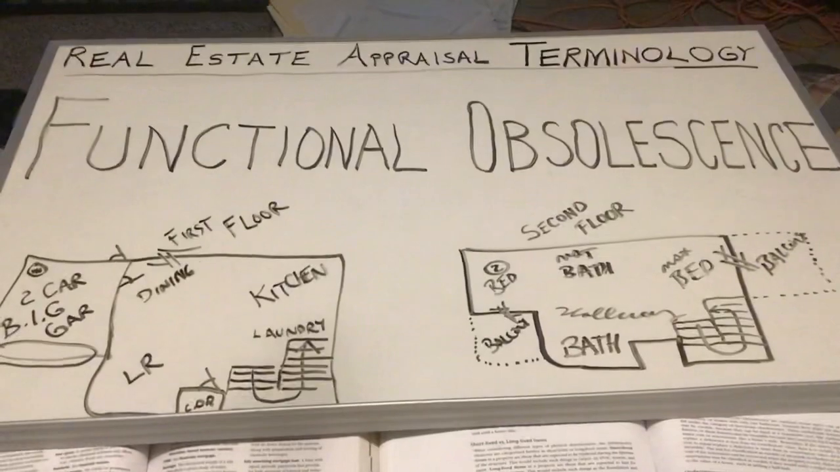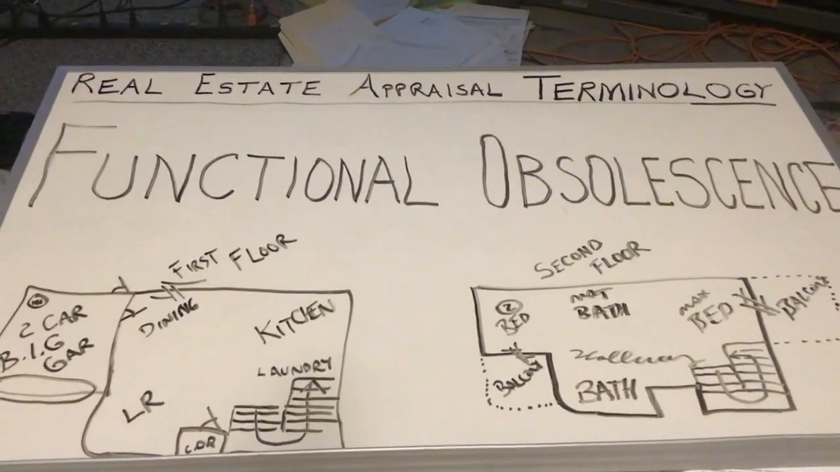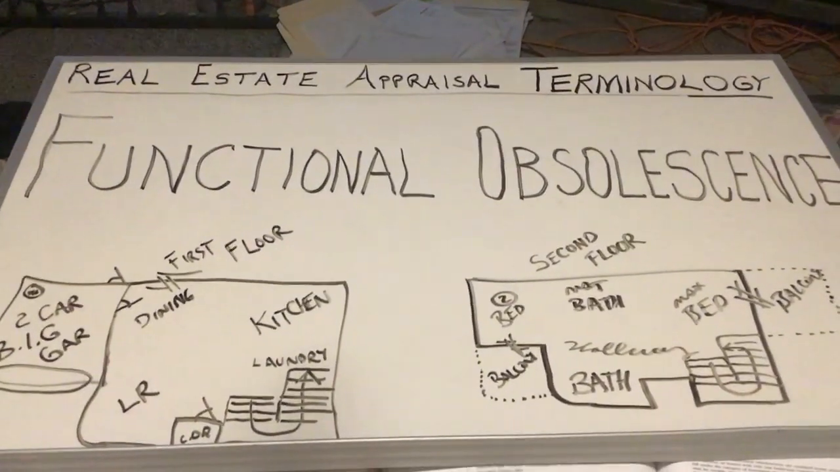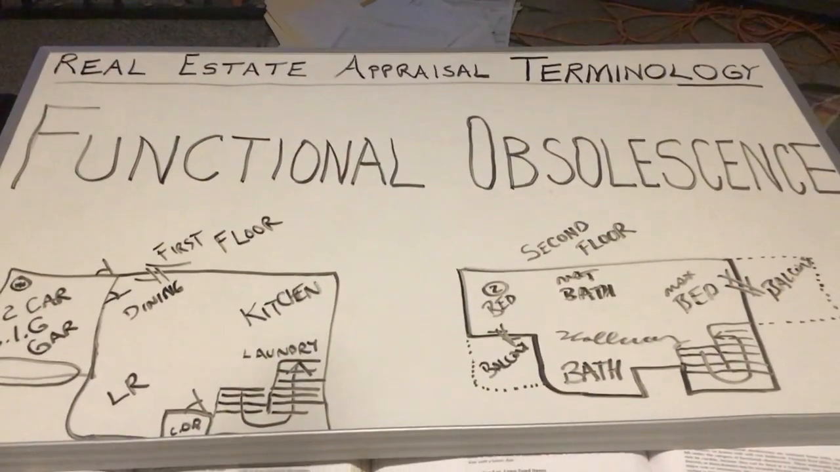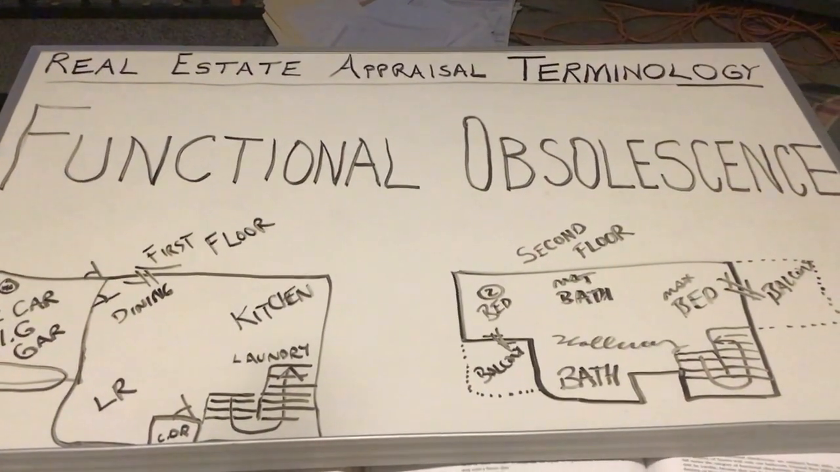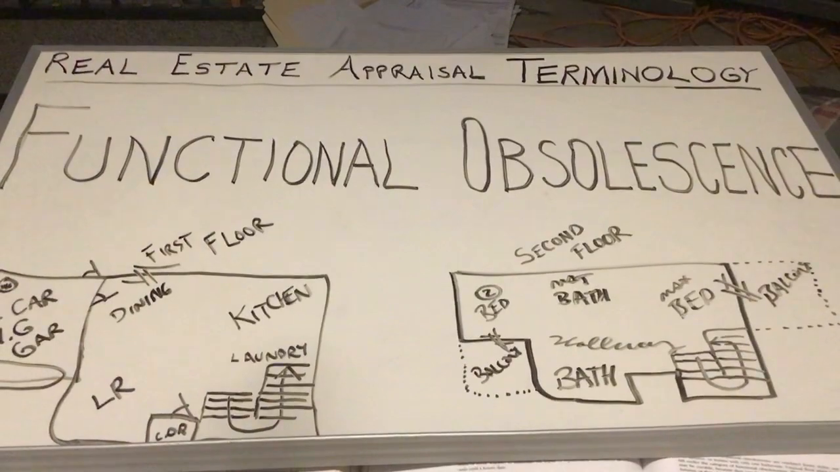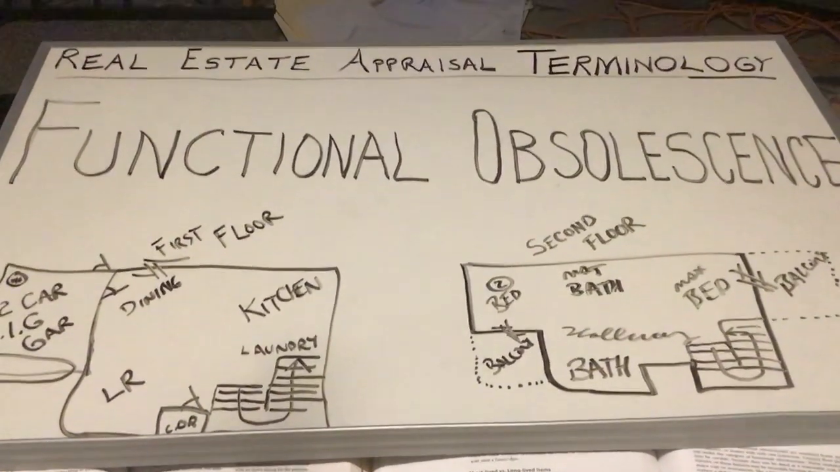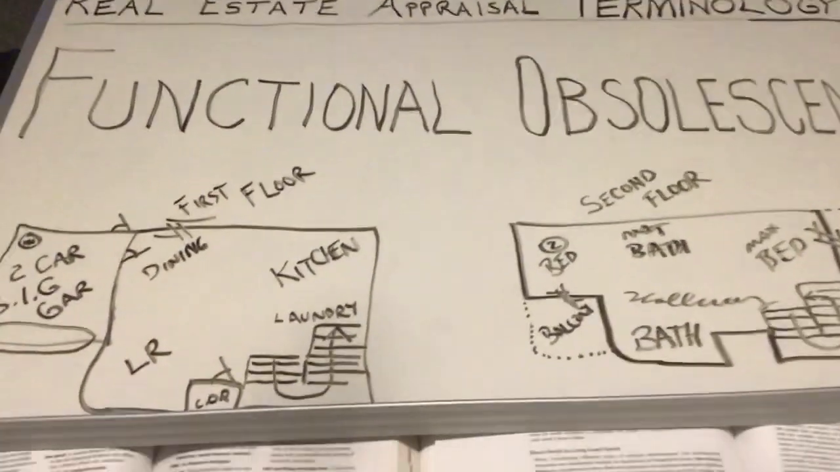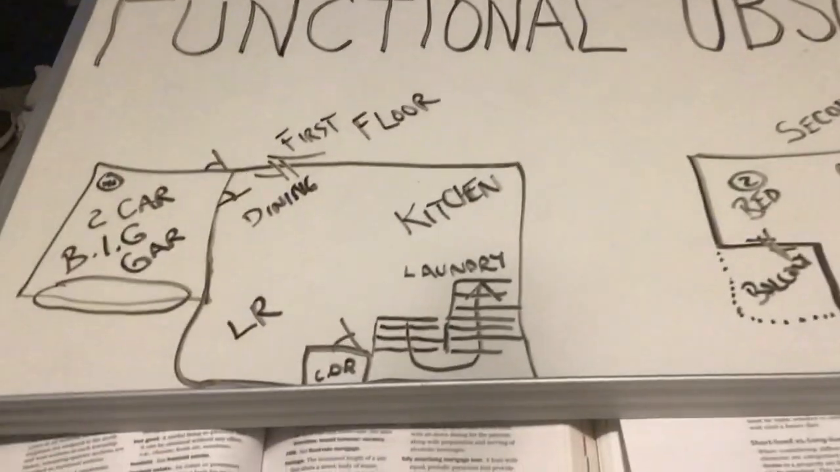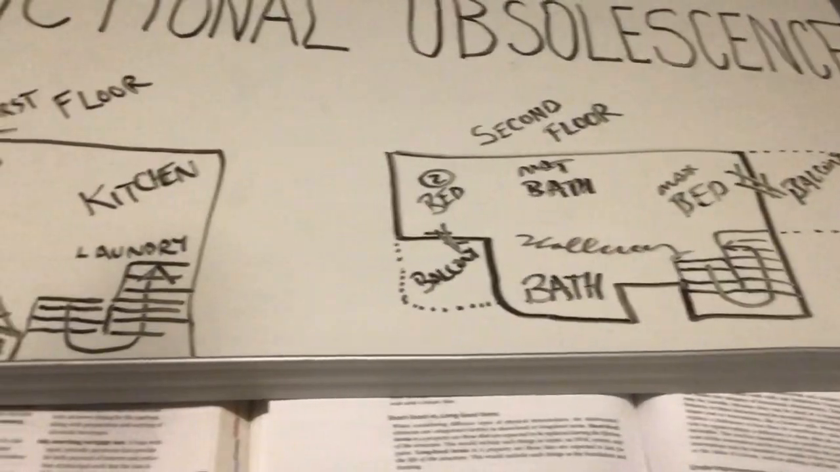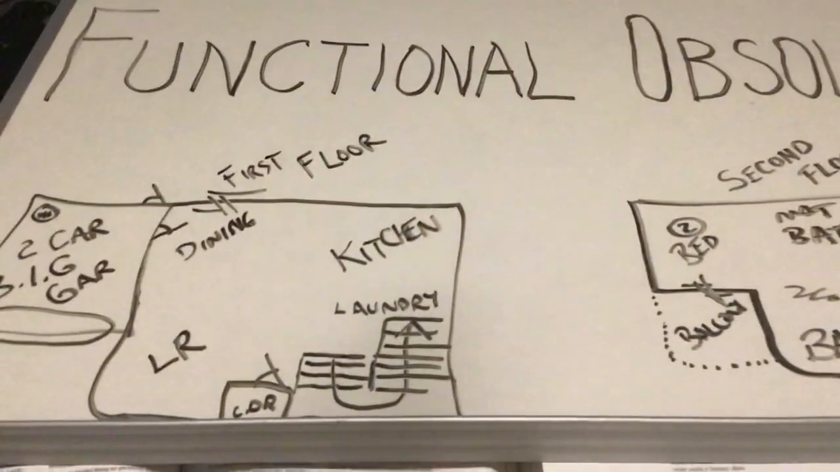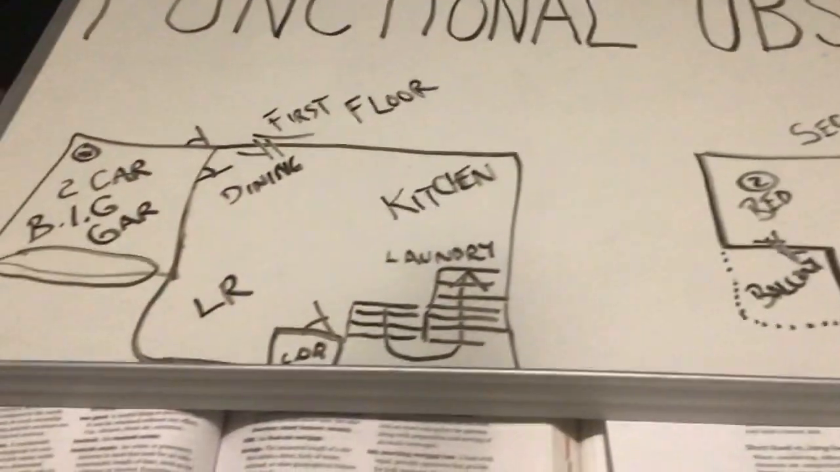Okay guys, today I'm going to teach you about functional obsolescence. This is intermediate level real estate appraisal stuff that we use and we come across. Now, as you can see in this diagram, this is an example of a home I did about 3 months ago, and it was the last time I came across functional obsolescence.